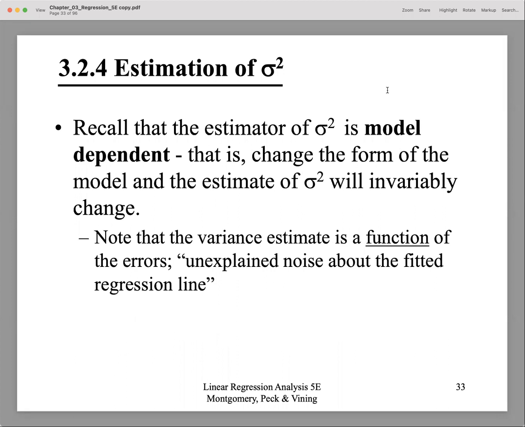When estimating sigma squared, we need to keep in mind that the estimator of sigma squared depends on the model. If we change the form of the model, the estimate of sigma squared is going to change, because we have different parameters involved, different parameter estimates, and so forth. The error variance estimate is a function of the errors.